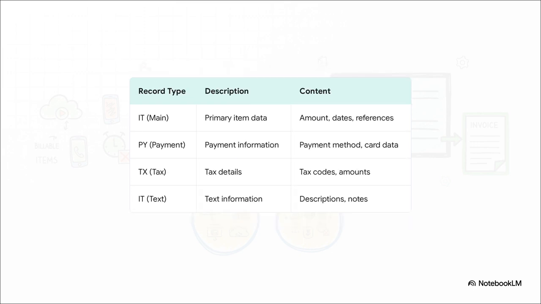And you have to understand, a billable item isn't just an amount. It's more like a little data package, a container. You've got the main record, the IT record, that has the key stuff like the amount and dates. But then it has these other pieces attached. One for payment info, one for tax details, even one for just plain text notes. It's a complete, self-contained story of a single charge.